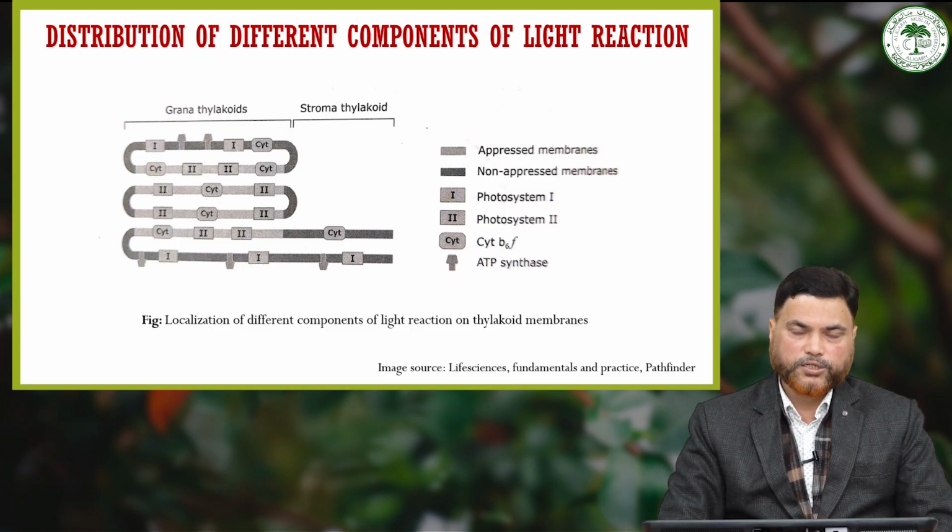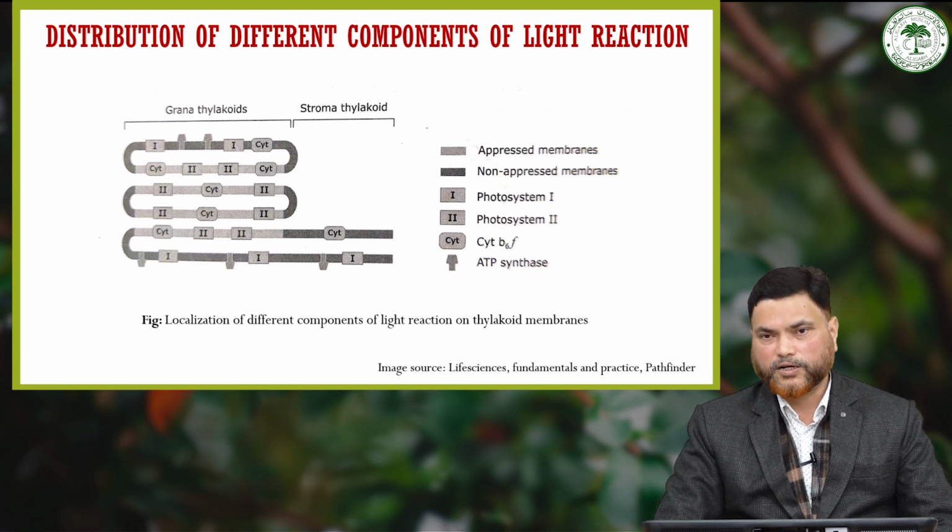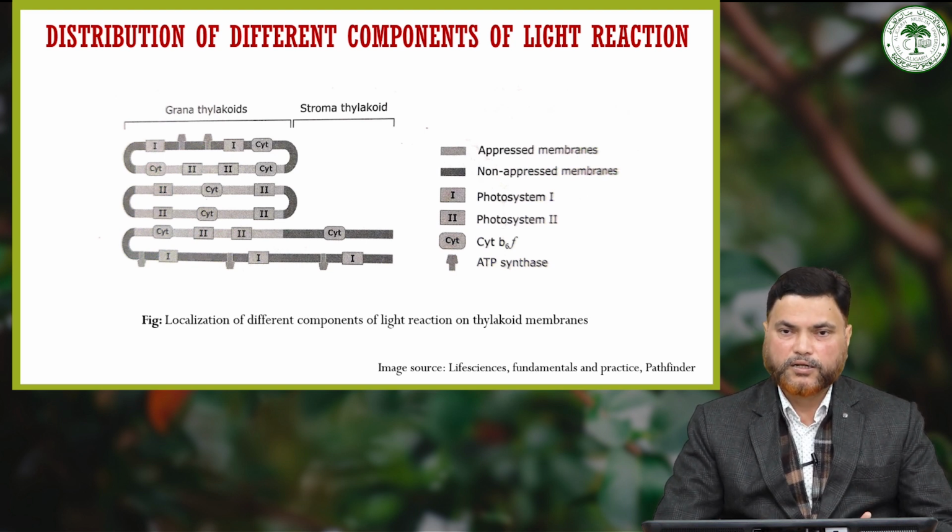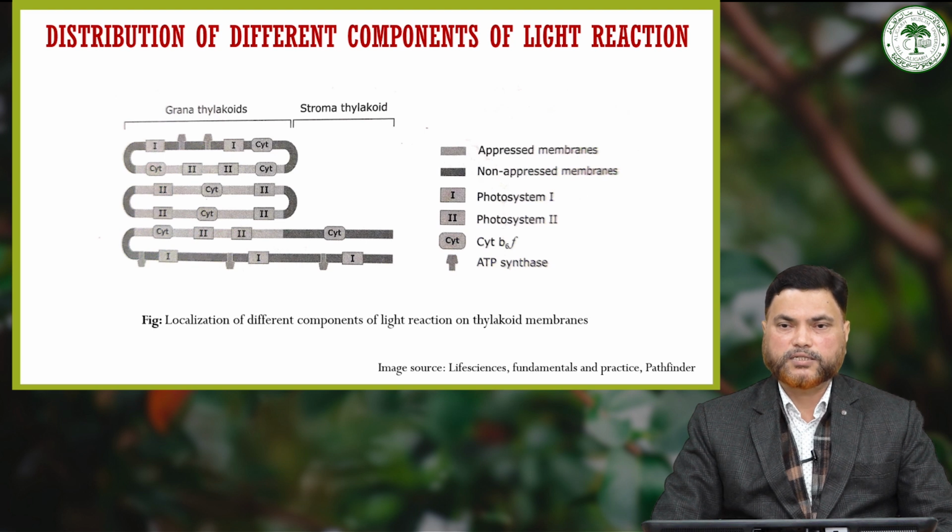Continuing my light reaction discussion from my previous lecture, I'd like to discuss the pattern of distribution of different components of the light reaction, and how they are distributed in the thylakoid membrane. Now, we know the crucial role of the thylakoid membrane in the light dependent reaction of photosynthesis. Basically, it consists of two main regions, the appressed region and the non-appressed region.